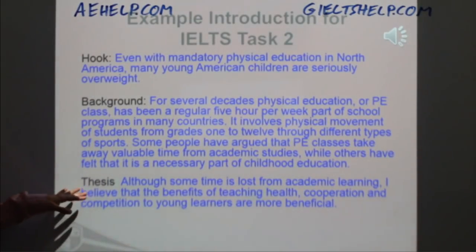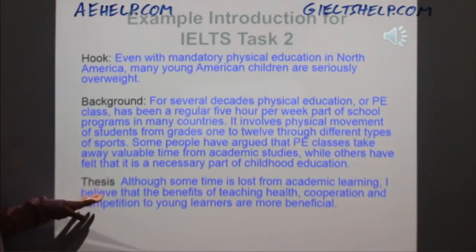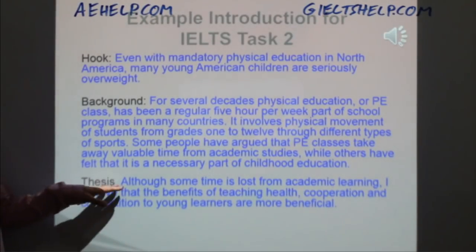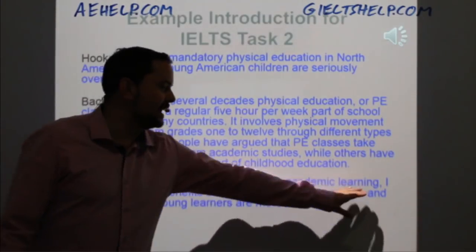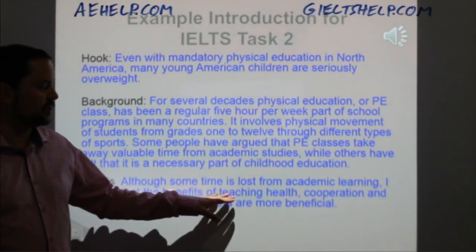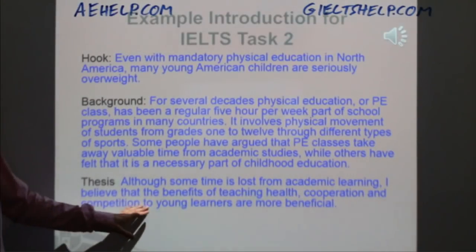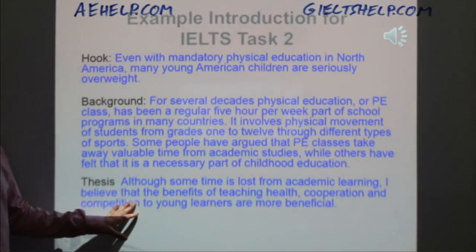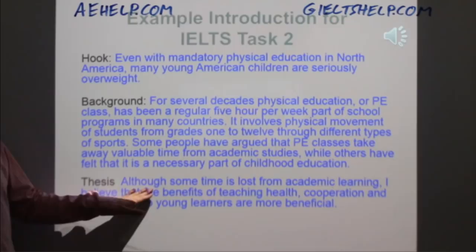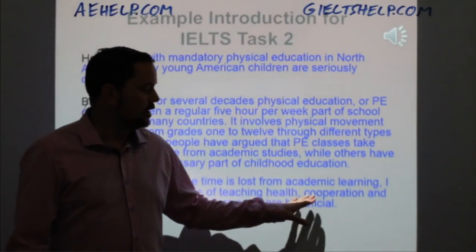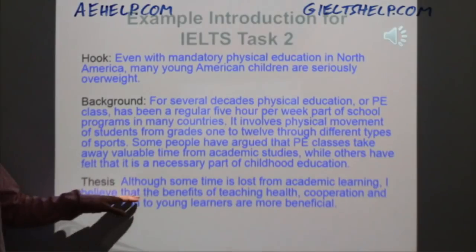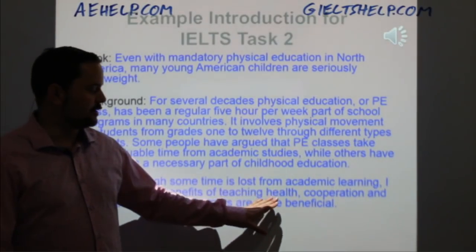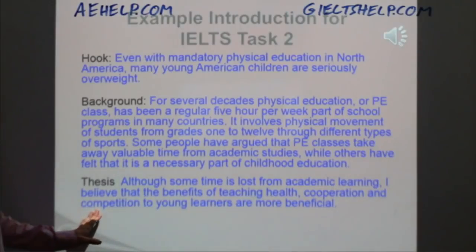And then here you have potentially the most important sentence in your whole essay, the thesis. The thesis is basically your idea, your argument, it's your position, okay? So although some time is lost from academic learning, I believe that the benefits of teaching health, cooperation, and competition to young learners are more beneficial. Now here I have to talk about both views. So likely the first paragraph will be talking about the time lost from academic learning, and the second body paragraph will talk about the importance of PE class for health, cooperation, and competition.